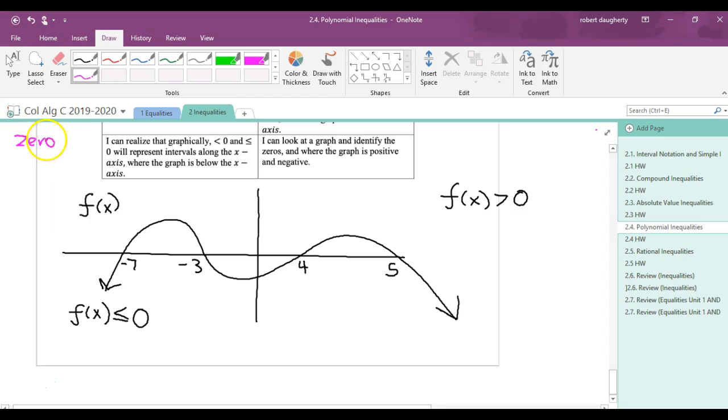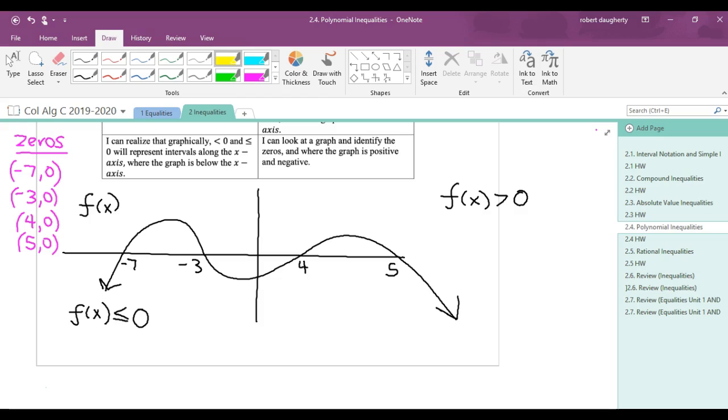What are the zeros? Yeah, -7, 0. It's not just -7, it's a point. It has an x and y coordinate. -3, 0. 4, 0. And what's the other one? 5, 0. Okay. Now, where is this graph less than 0? I'm asking for where is it sitting below the x-axis. Okay. How many pieces of this graph are sitting below the axis? This piece, and this piece. Okay. Now, my interval is on the x-axis.